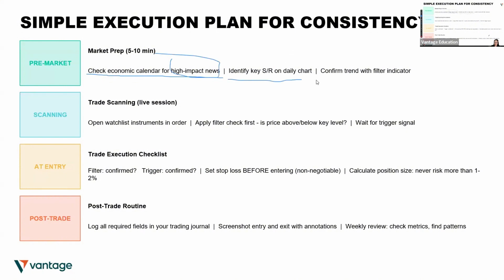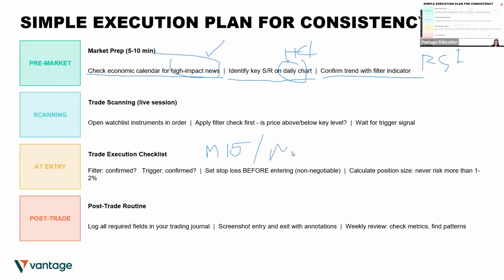Then after that, I will identify, okay, this is my routine. I open Forex Factory and look for the news. Second, I identify the key support and resistance on the H4 chart. I use the daily chart to see whether yesterday's candle closed bearish or bullish. This is for my day trading. Then I confirm the trend with a filter indicator. I'm using the RSI indicator. That's it. And then for my entry, I use the M15.